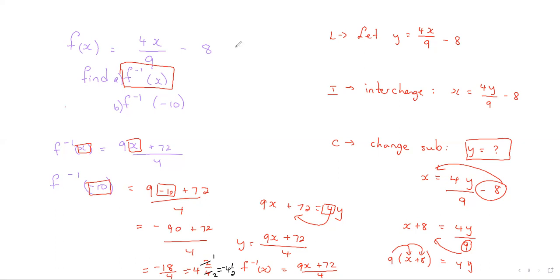Right, so I'm just drawing a little division here. So on this side, we found the inverse, and then they took it further and they asked us to find the inverse of negative 10, which is basically substituting negative 10 everywhere that you see x in f inverse of x.